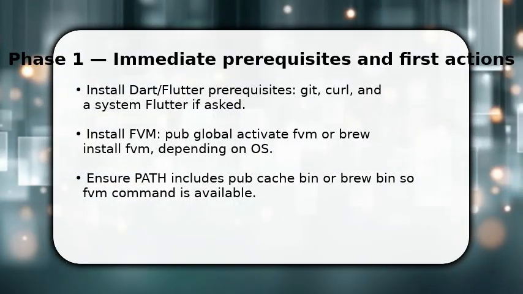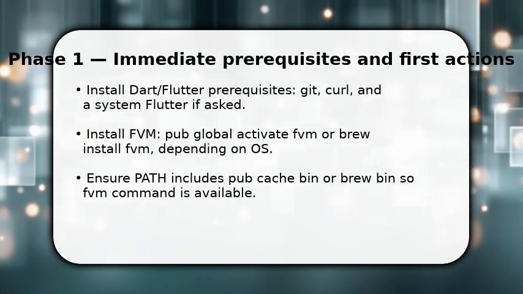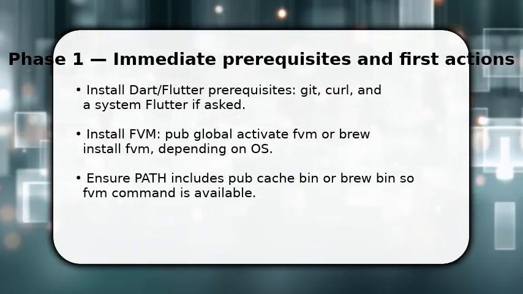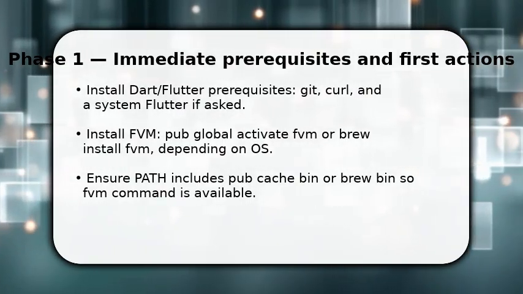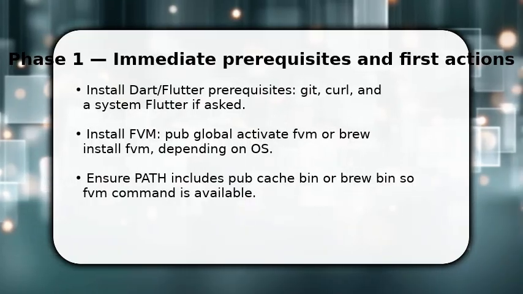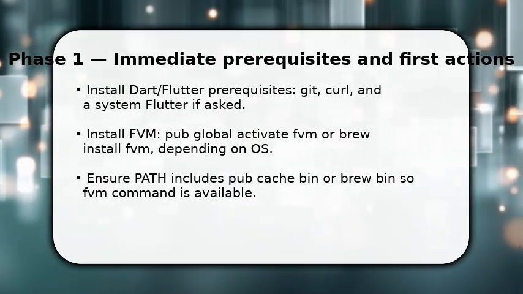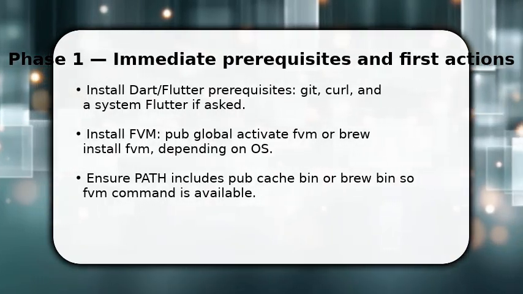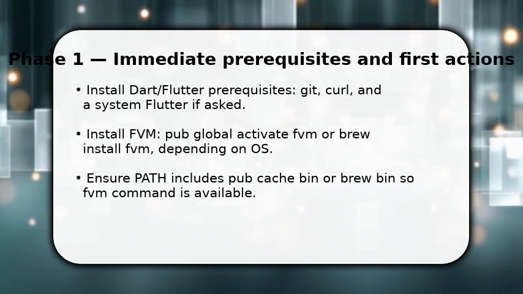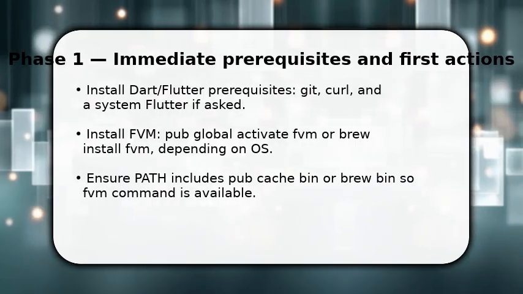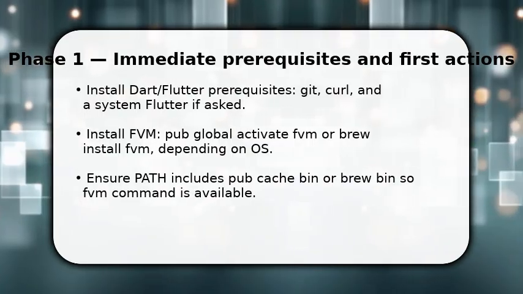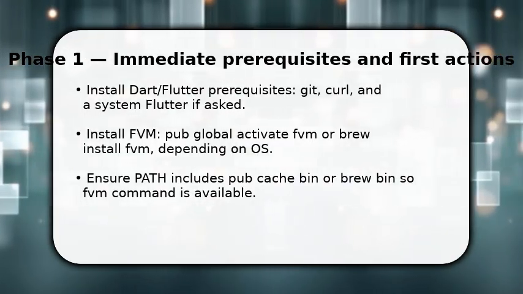You begin by getting prerequisites out of the way and installing FVM itself. First, make sure Git and a basic Dart/Flutter toolchain exist on your machine. These let FVM manage versions. Then run pub global activate fvm or use brew install fvm. Choose the method for your system. Once done, update your path so the pub cache bin or brew bin is reachable. This ensures the FVM command runs in your shell immediately.